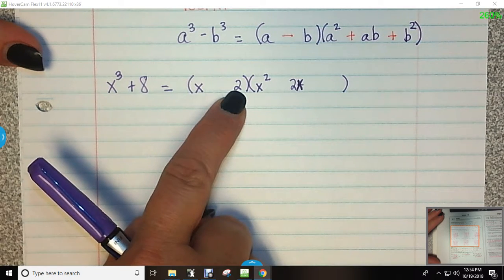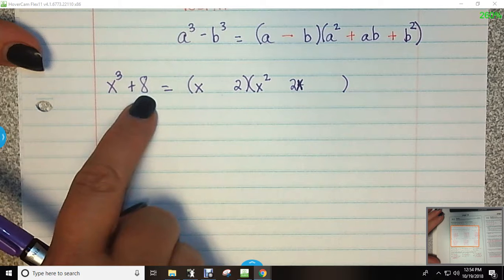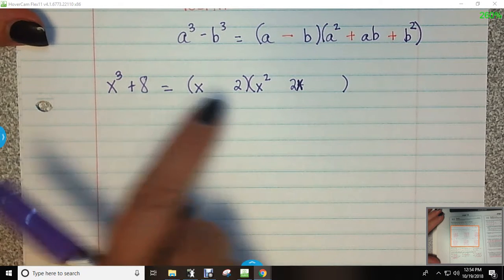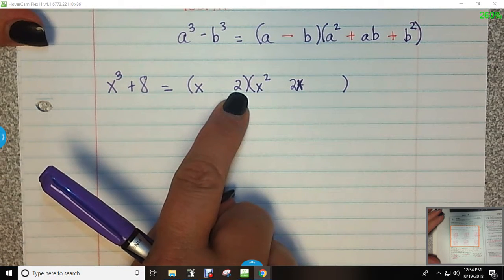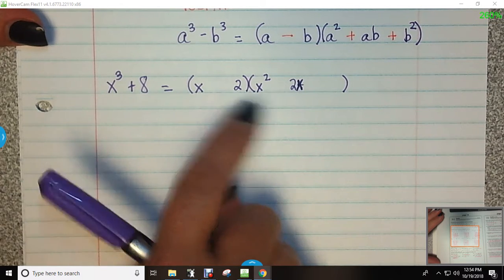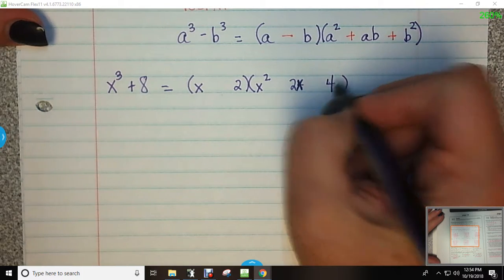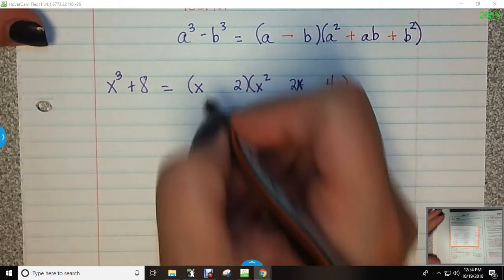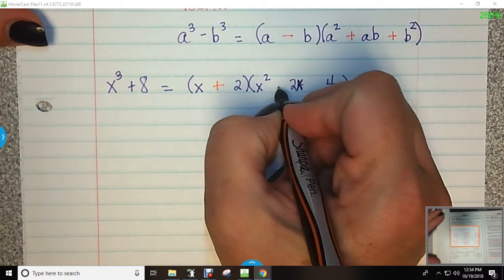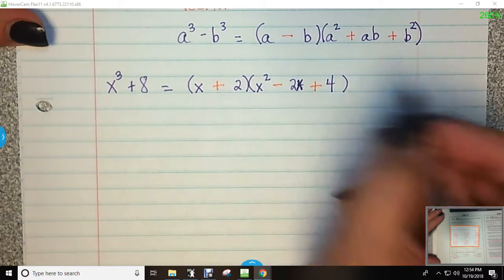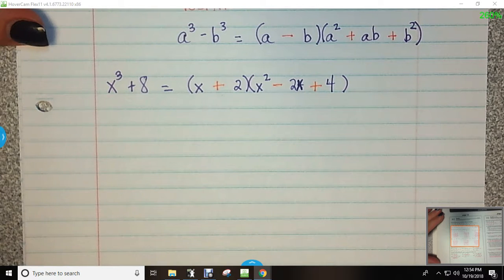No, we're not squaring this. We're going to square what's in the parentheses. So square the 2 and you get 4. And now SOAP says plus, minus, plus. That is your factored form.